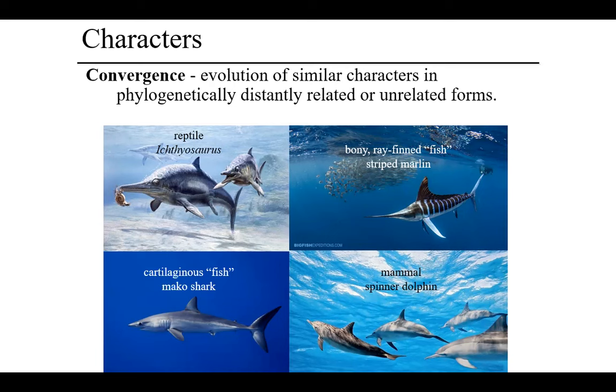This is a fantastic example. Here's a mammal. Its ancestors look like a little mouse possum thing. Here's a reptile. Its ancestors look like a lizard. Here's a bony fish. Here's a shark that's a cartilaginous fish. They all are doing some stuff.